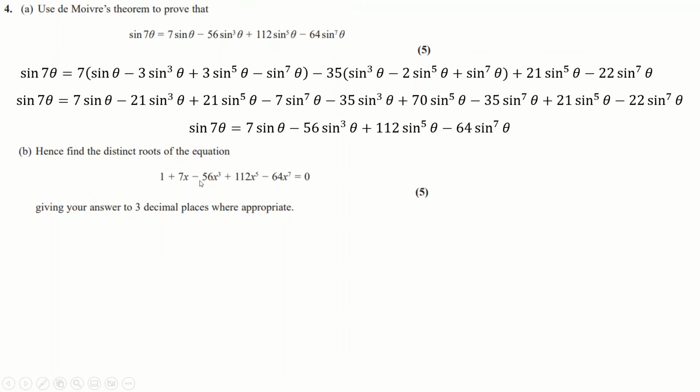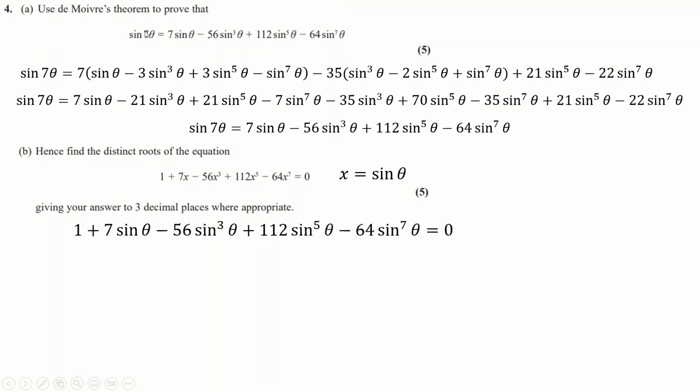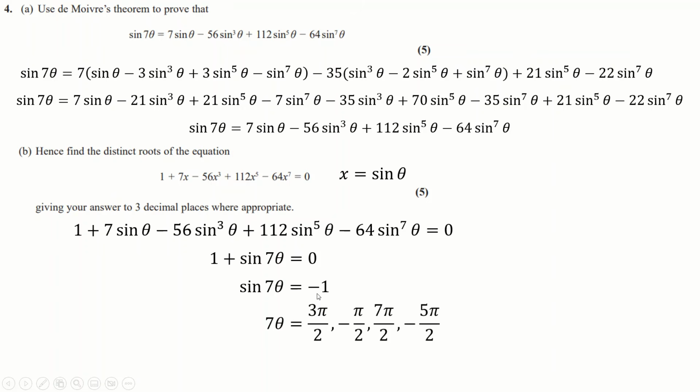Next part of the question was, hence solve this. Now, of course, we should see the similarity between that and that here. So let's just let x equal sine theta, and then we get 1 plus all of this, which we know to be sine 7 theta, equals 0. Which of course means take away 1, and you get this, do sine inverse of that. Now you can work in degrees or radians here. I worked in radians. I found the first 4 solutions that you run into if you search left and right.